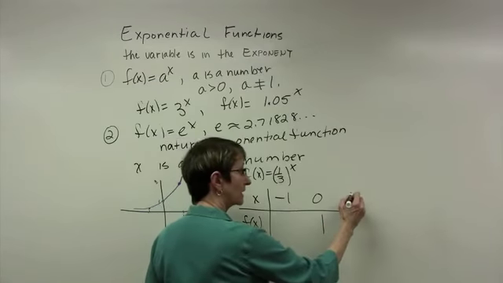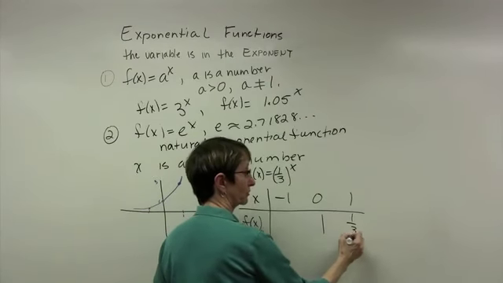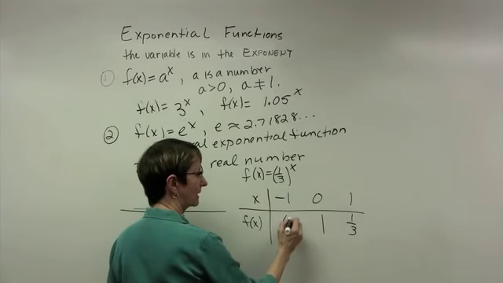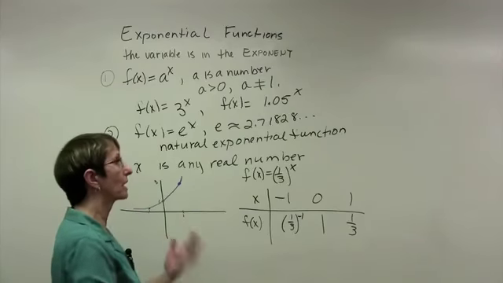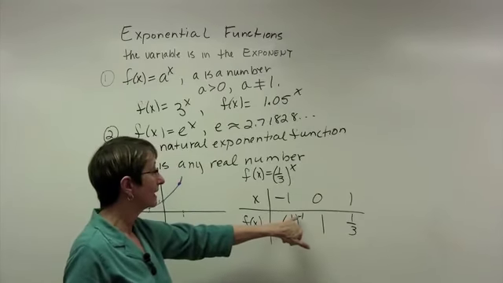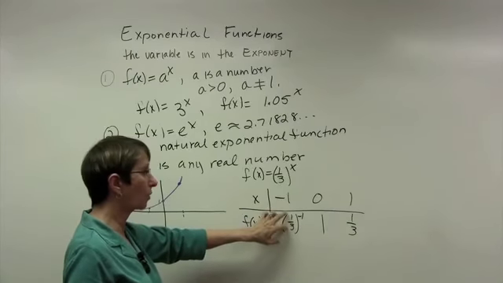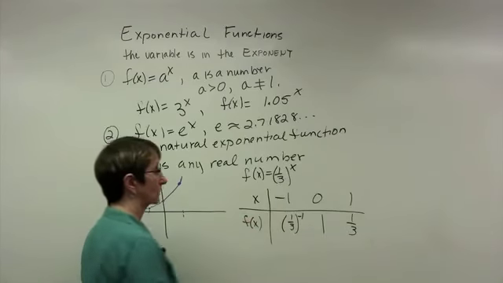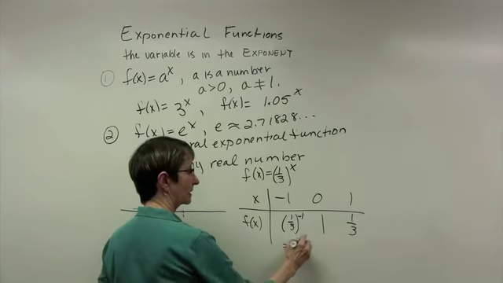If x is 1, I have 1/3 to the first, which is 1/3. If x is -1, I have 1/3 to the -1 power. And there are a couple of ways to think about this, but one of them is to think, I can take my negative, and instead of saying this whole 1/3 goes to the denominator, the negative will flip it. So this is the same as 3 to the first.